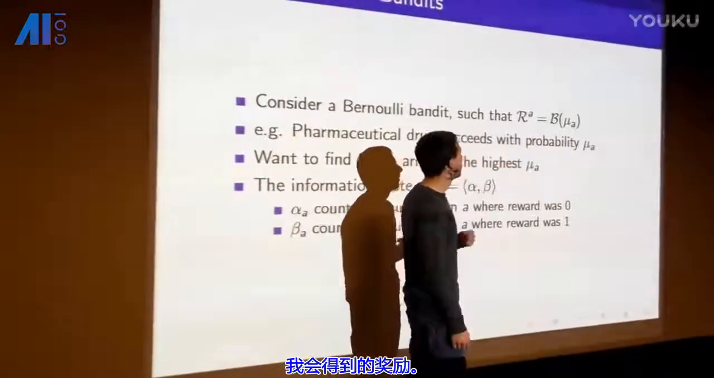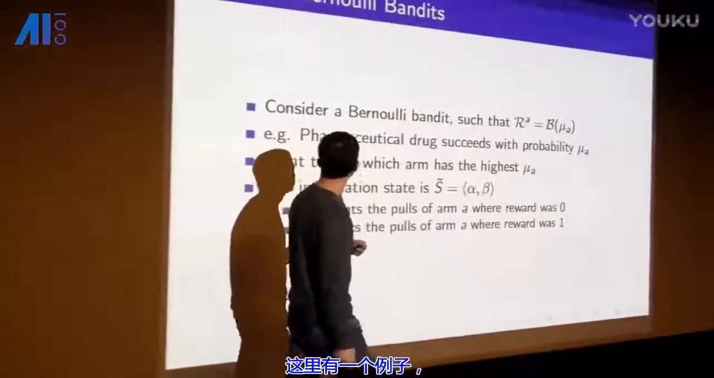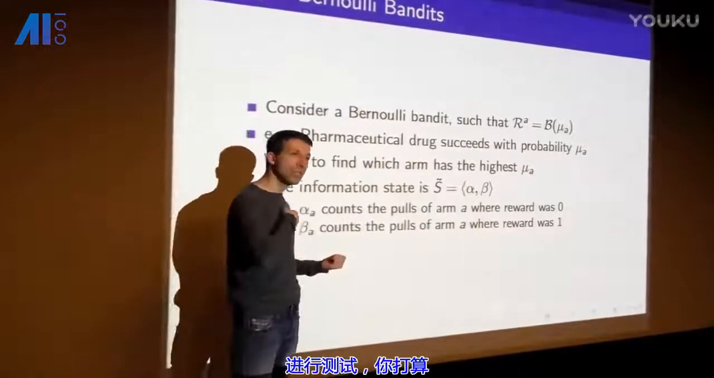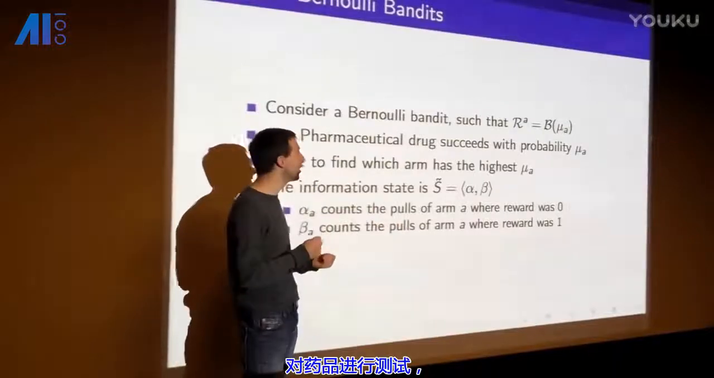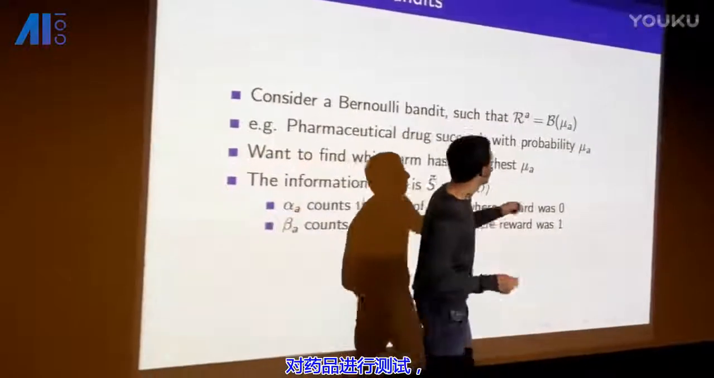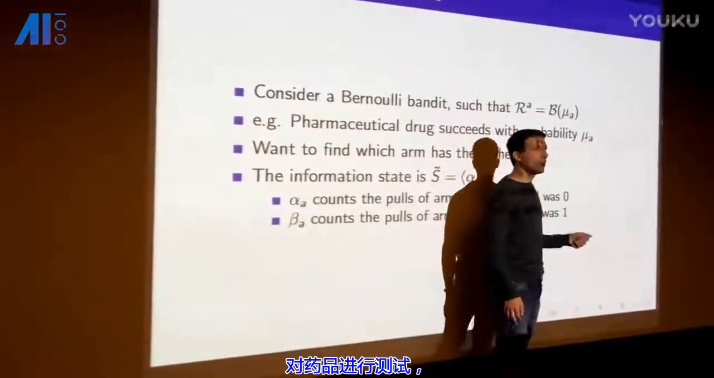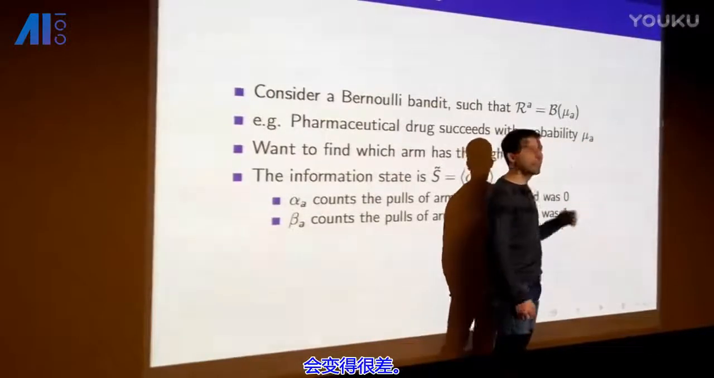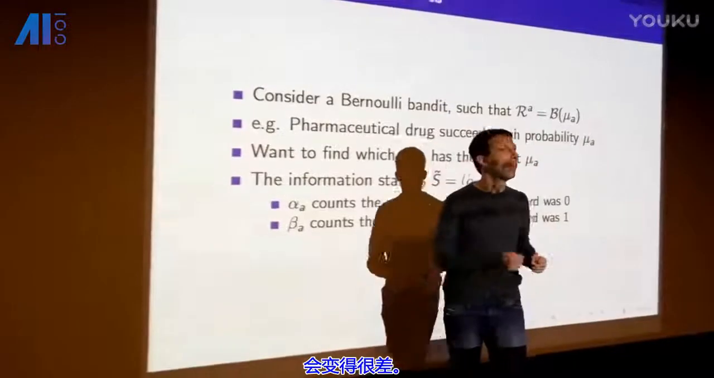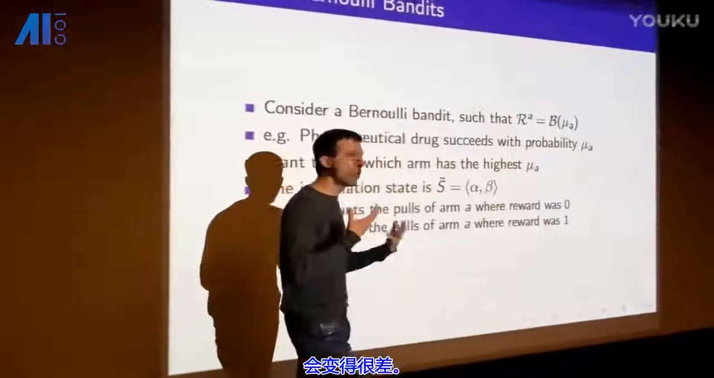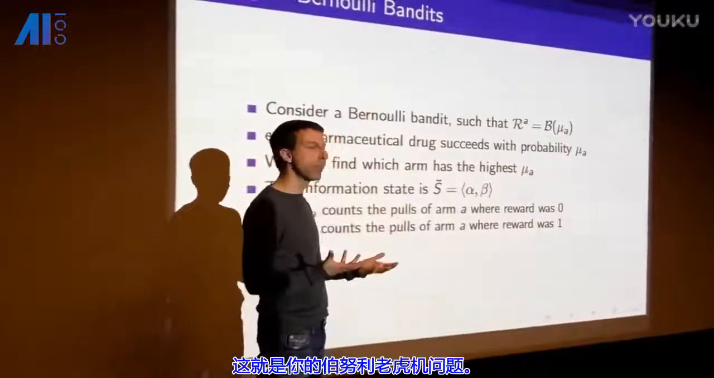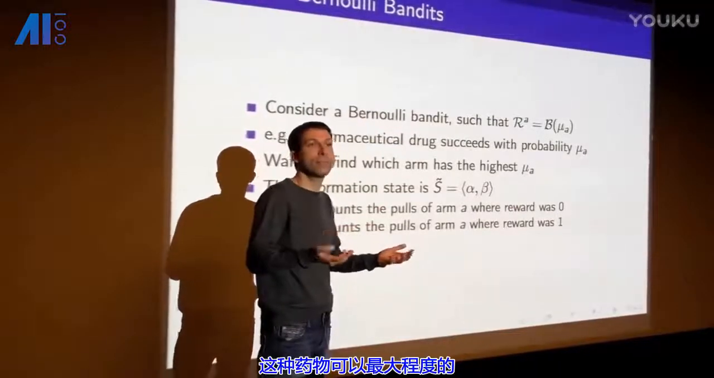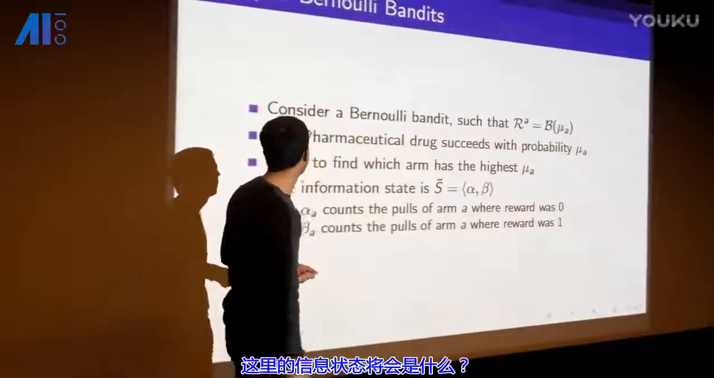An example of this would be a pharmaceutical drug company, and you want to do a test and try someone on this drug, and with probability mu A they get better, and with probability 1 minus mu A they don't get better. That's your Bernoulli bandit problem, and you want to find the medication, the drug that's got the most chance of succeeding.